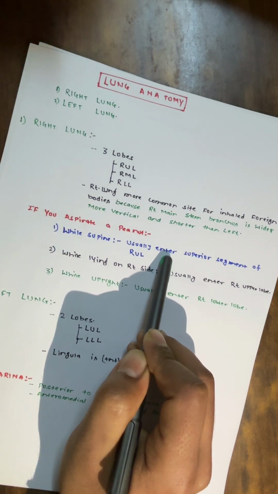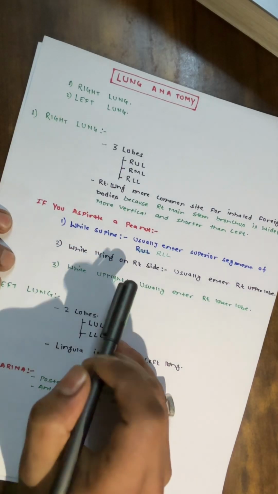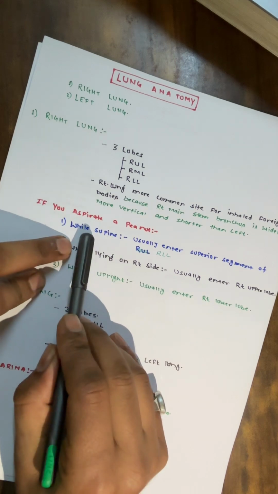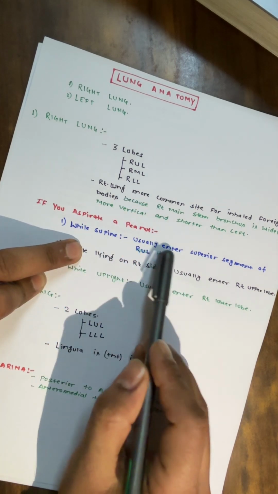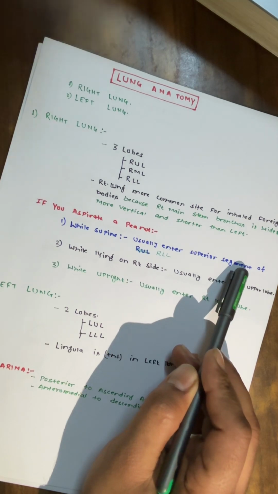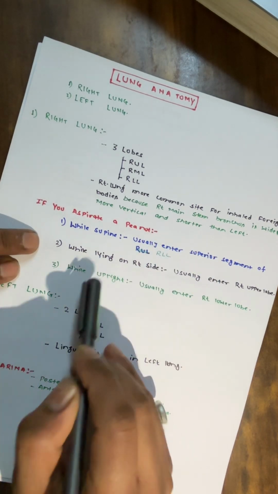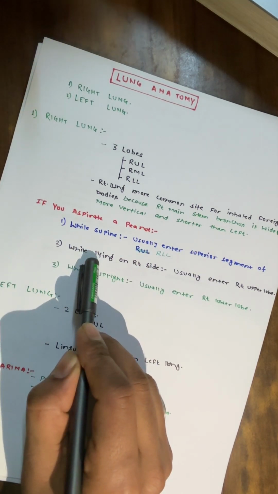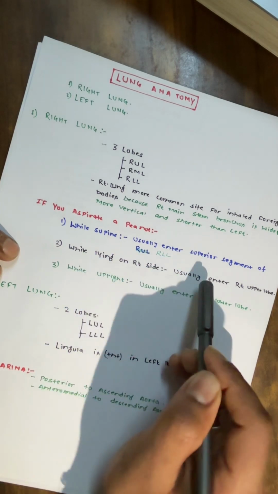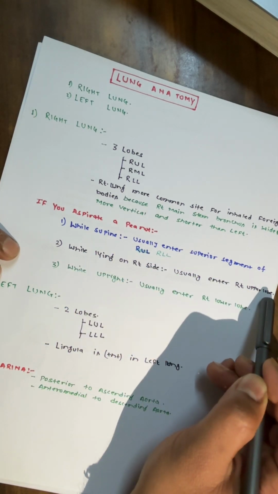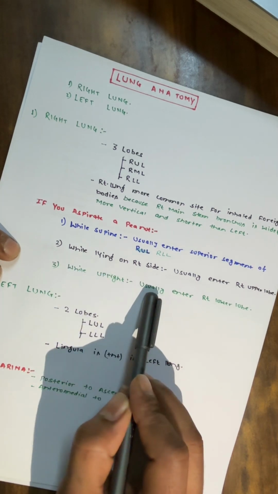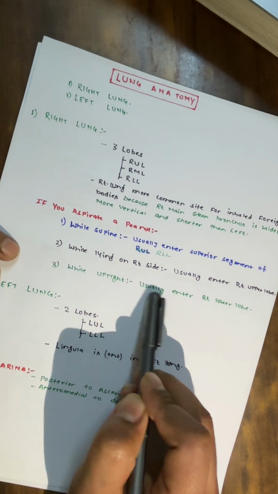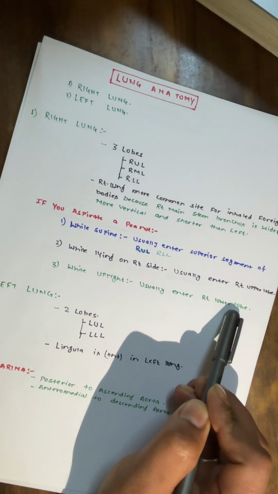Sorry, that was a mistake. So if the patient lies in supine position, the object usually enters the superior segment of the right lower lobe. But if the patient is lying on the right side, it usually enters the right upper lobe. But if the patient is in upright position, then the peanut or foreign body will enter the right lower lobe.